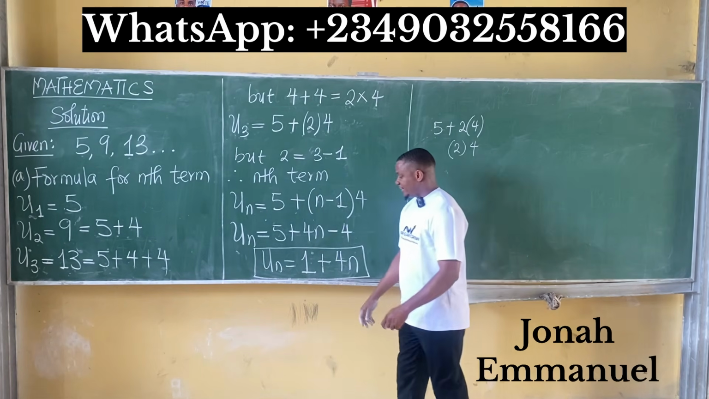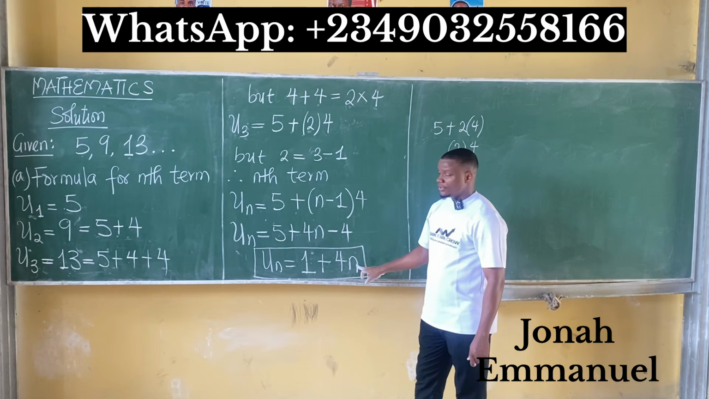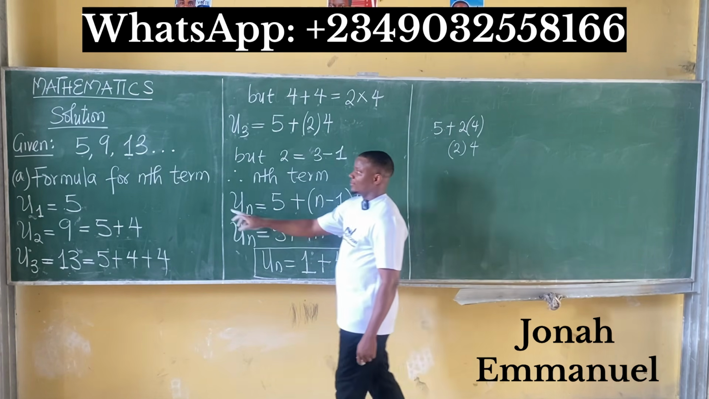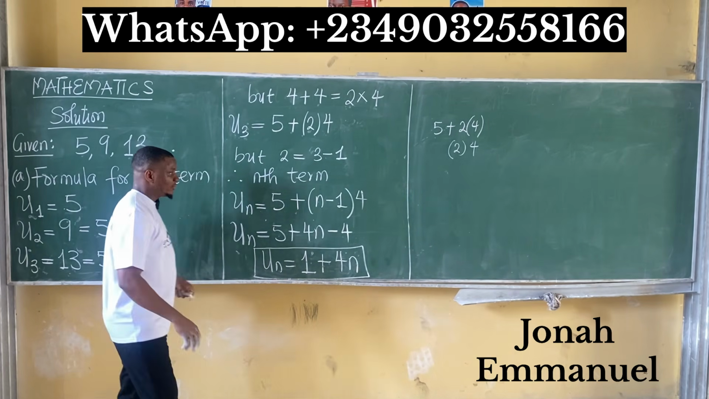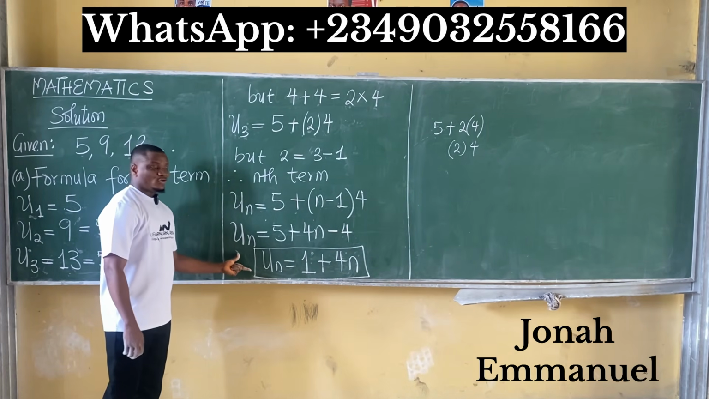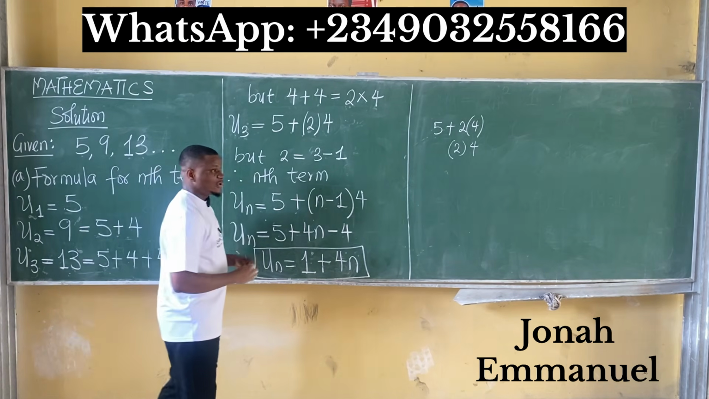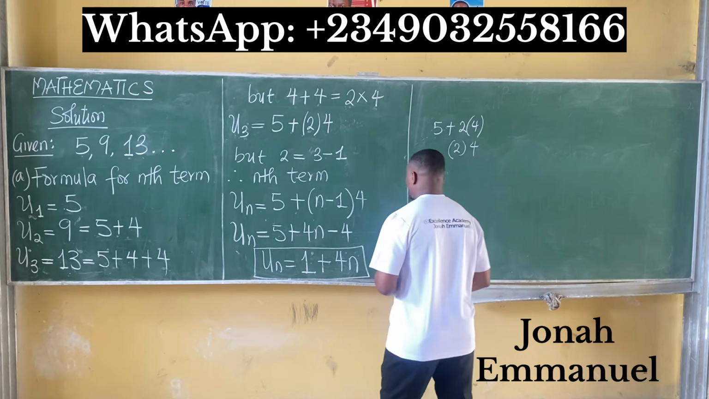And then for the third term, you have 1 plus 4 times n, where n is 3. 4 times 3 gives you 12, so 12 plus 1 gives you 13, which is correct. That means my formula for the nth term is actually correct. When you're done getting your formula, you can use it to verify if your terms are correct. So I'm done with part A of this question. Let's look at the next part, which is part B.